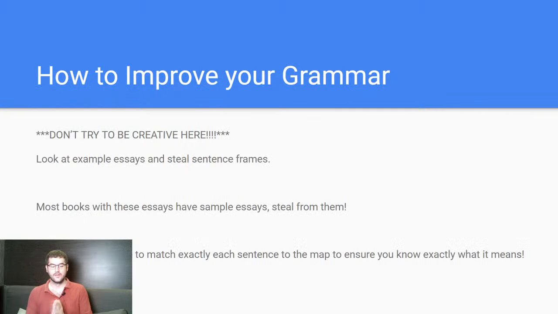All right. How to improve your grammar. Don't try to be creative. This is the best advice I can give you. If you forget everything else because my voice is putting you to sleep, please remember this. Don't be creative with task 1. Learn the phrases that we use to describe change over time using maps. And just learn those and use those. Please don't be creative. It will hurt you because you will probably make mistakes.